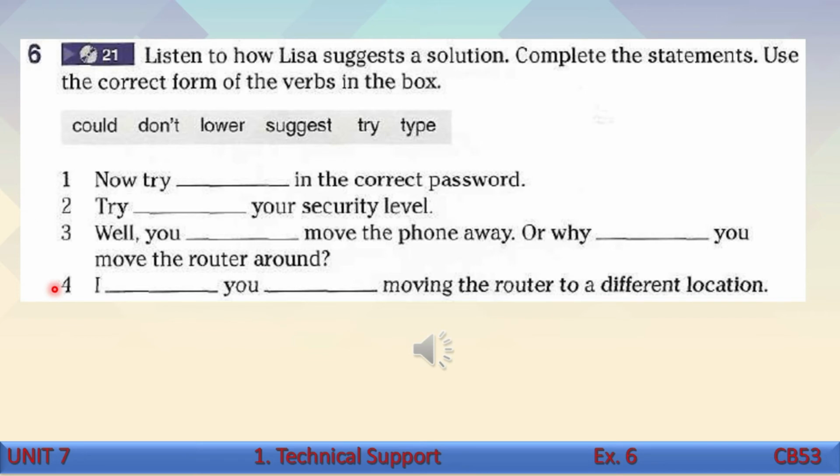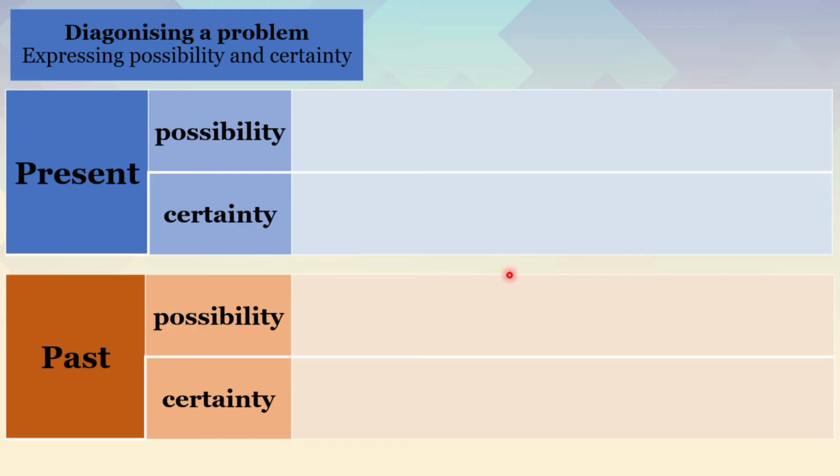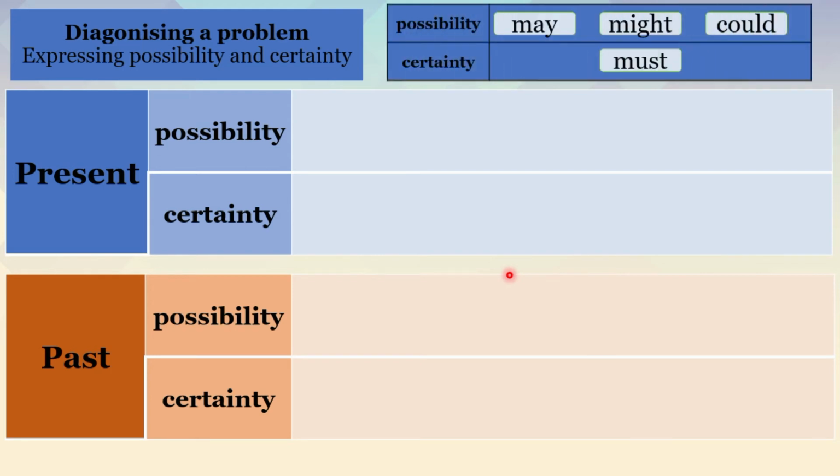Great. Now, let's check the answers. Now, let's examine the structure used to express certainty and possibility. We have seen that may, might, and could are used to express possibility, while must is used to express certainty.